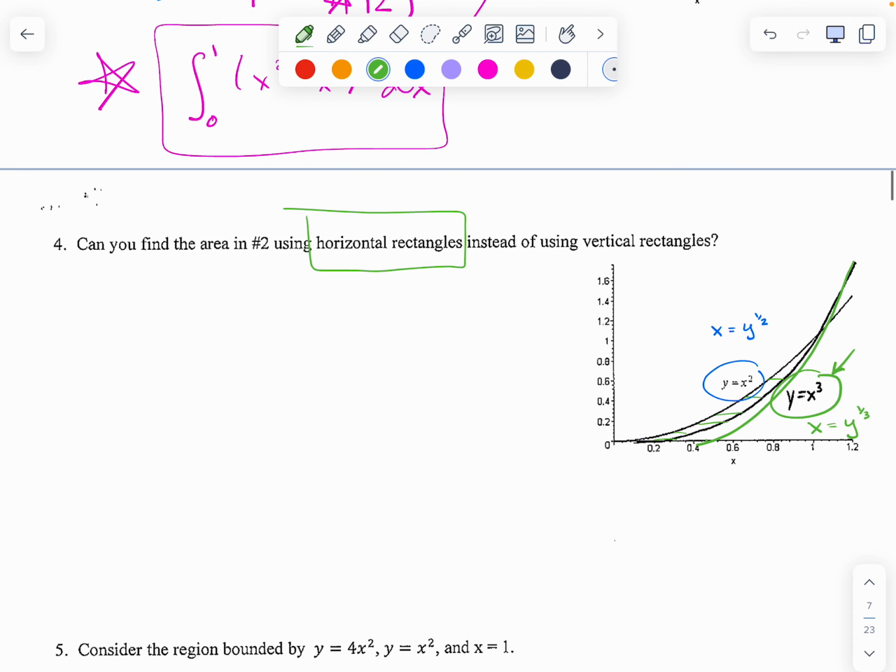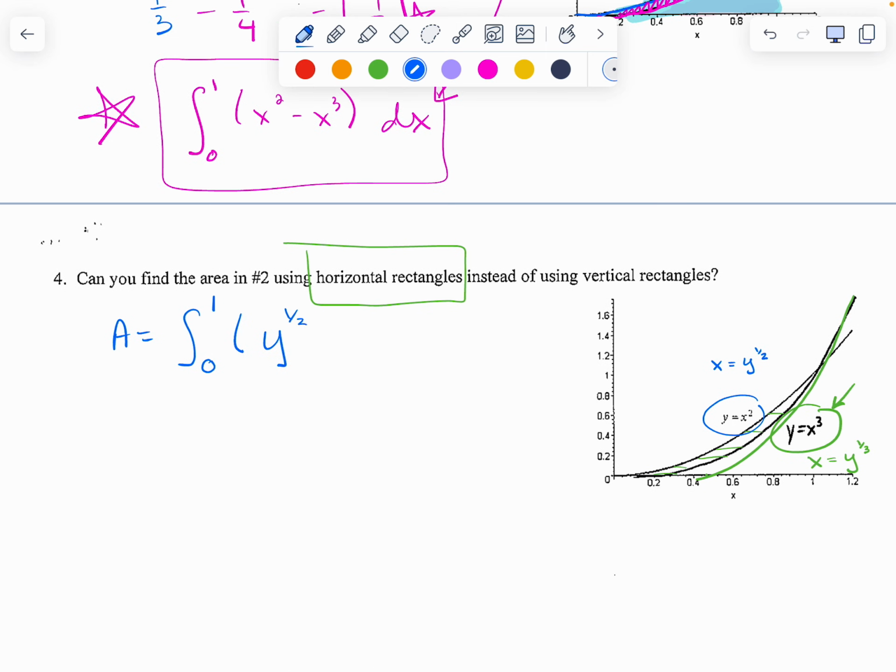So when I think about this in terms of my y values, my area this way is the integral as y goes 0 to 1 of y to the 1/3 minus y to the 1/2. And I'm taking this with respect to y instead of x. Alyssa, I saw you had a question. If you're using horizontal rectangles, do you always have to make it equal to x instead of y? Yeah, you're swapping your x and your y. So if they say horizontal rectangles, that's kind of like your cue to switch.